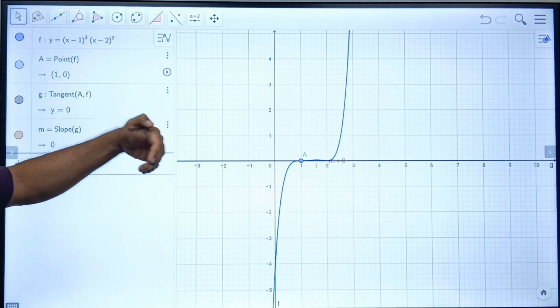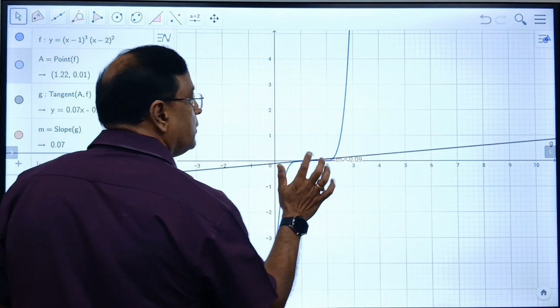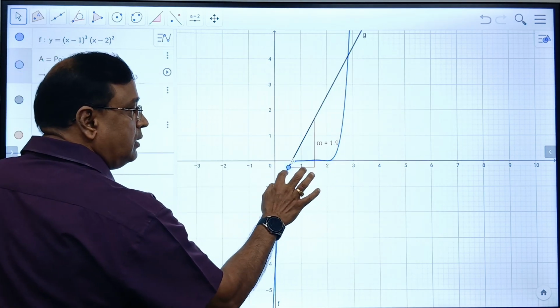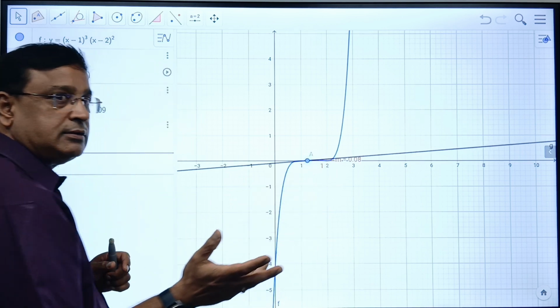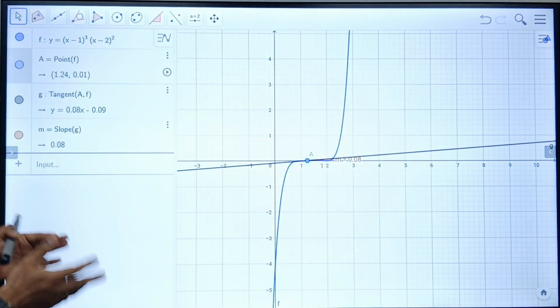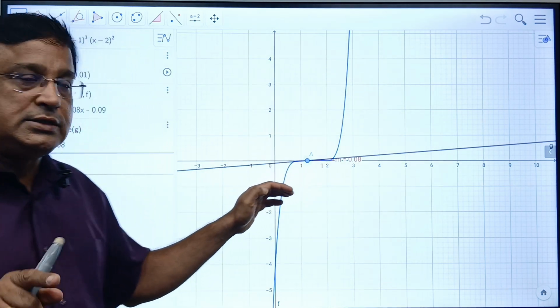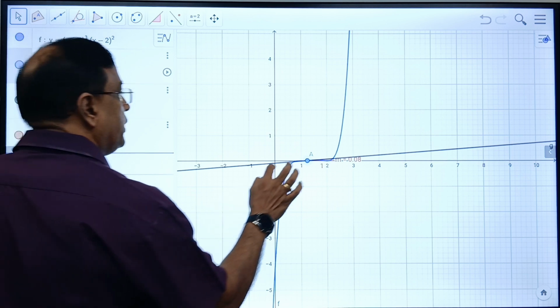Now I'm going to move away from 1. Still you can see the slope will be positive. Still it is positive. So you can see to the left side of 1 as well as to the right side of 1, the function is increasing. That is why we got minus infinity to 1, it is increasing. 1 to some other point was also increasing. What is that some other point?